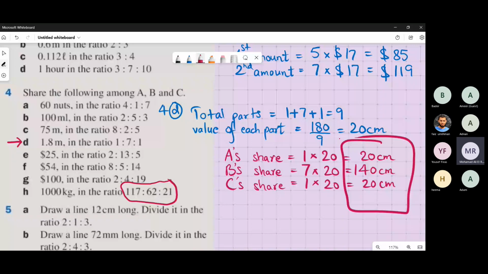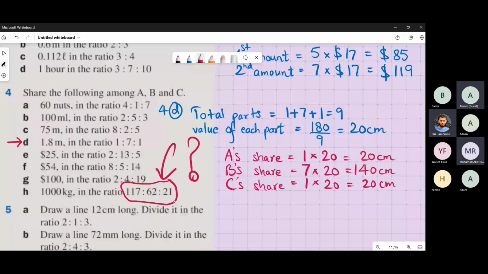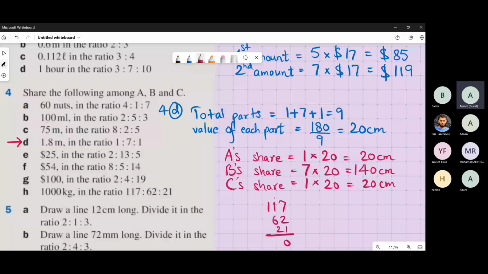How do we do this? How many total parts will be there? 117 plus 62 plus 21 will be 83 plus 117. It will be 200. Oh, so it became so easy. 100 kilogram over 200 equals 500 kilogram for each part.